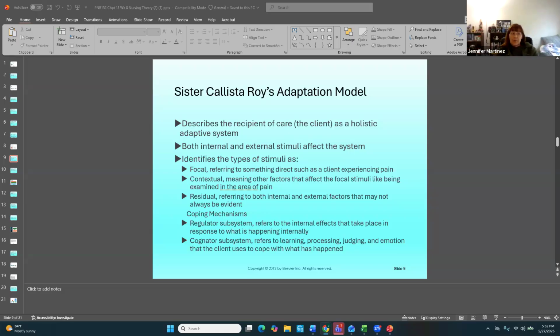We also have our coping methods. Coping mechanisms or coping methods are known as regulator or cognator. When we look at regulator, these refer to the internal effects that take place in response to what is happening internally.